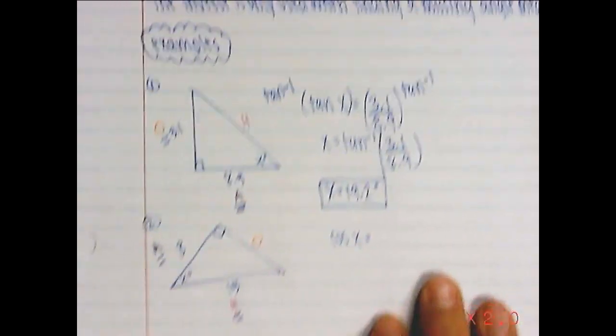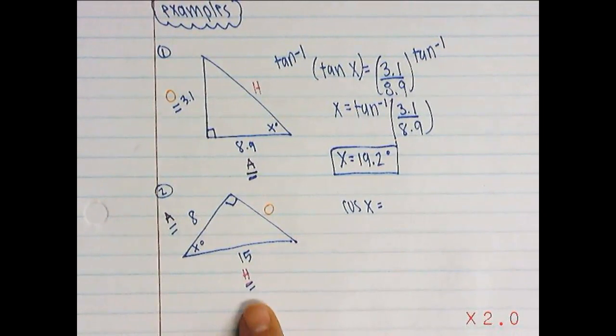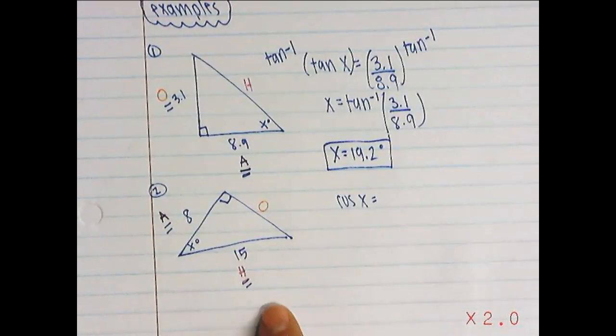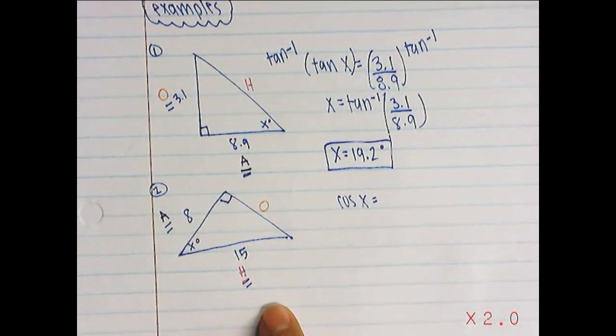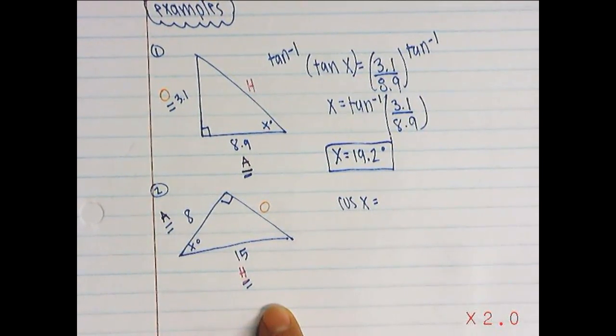Again, go ahead and copy down number 2, and we'll do that one in class together also. That is it for 8.3 trig ratios. I will do 8.4 in a moment.